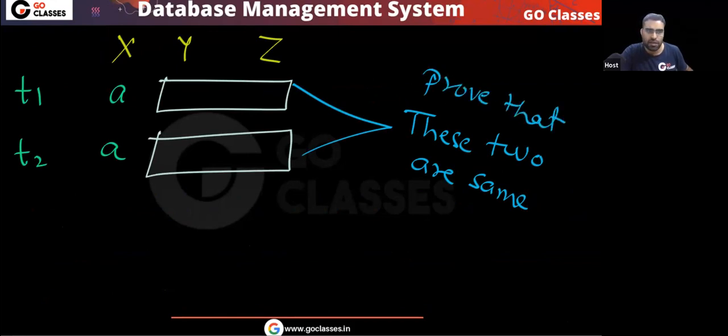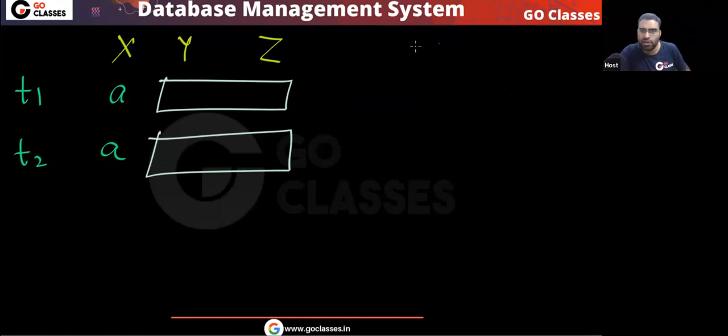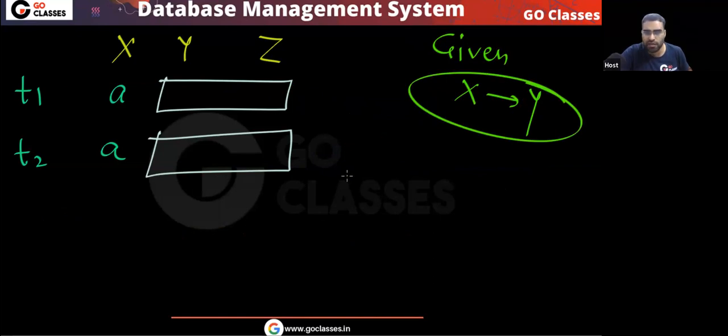And what is given to you? It is given that X determines Y and X determines Z. So already it is given that X determines Y. Because of this, if two tuples have the same X value, they will have the same Y value. Yes or no? Is this clear? They will have the same Y value.